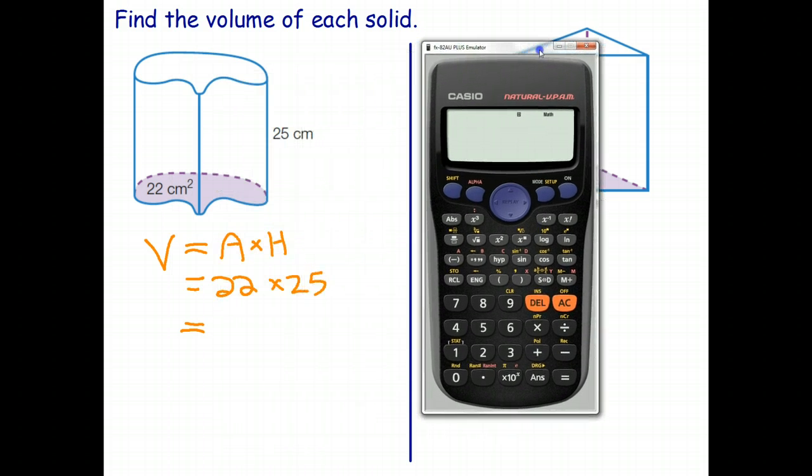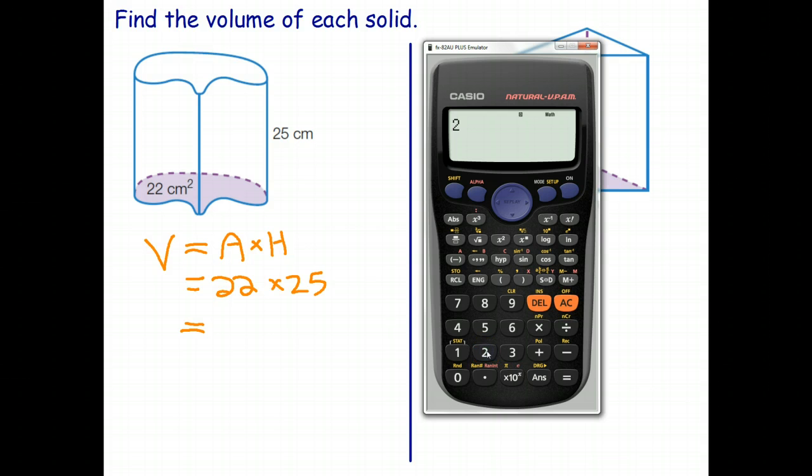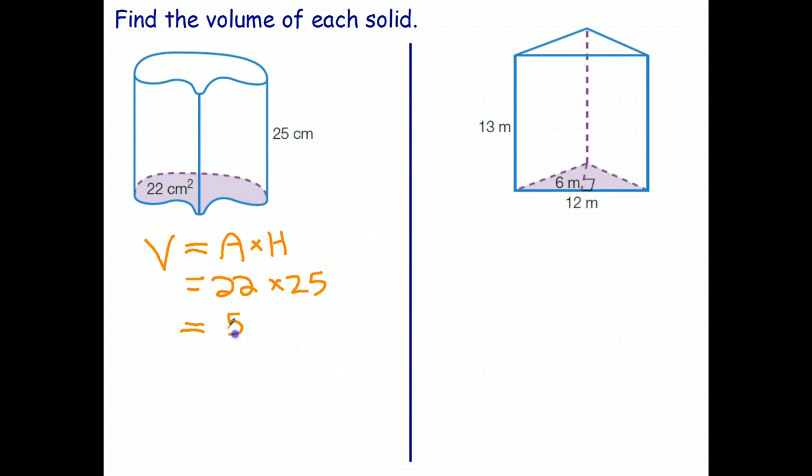And I'll drag it off to the side. 22 times 25. And we get 550. And don't forget the units, because we're in centimeters, that's cubic centimeters.